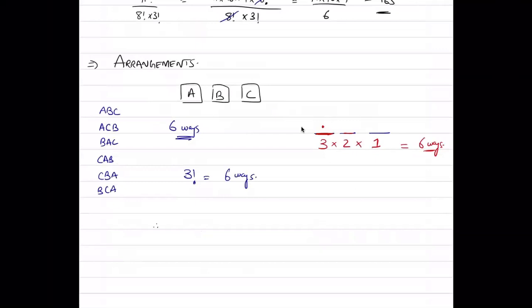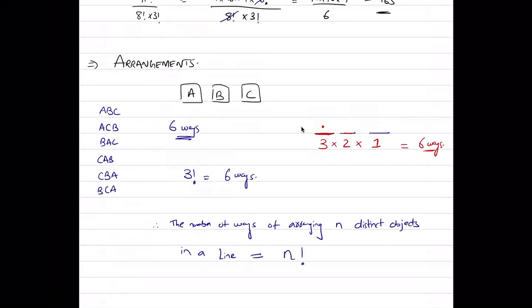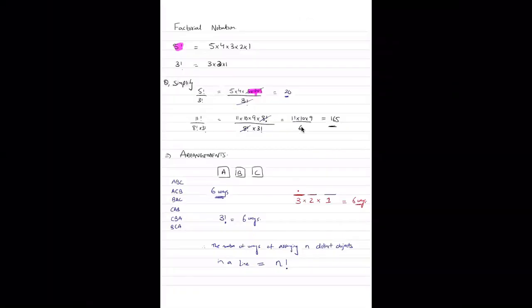So if you have n objects to be arranged, the number of ways of arranging n distinct objects in a line is equal to n factorial. So if there were four objects and if you were asked to arrange four objects, then they will be arranged in 4 factorial ways. If there were five objects, they would be arranged in 5 factorial ways. Any particular question still here? No, sir.